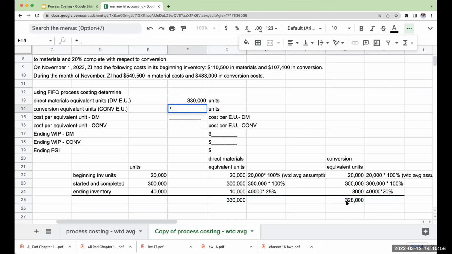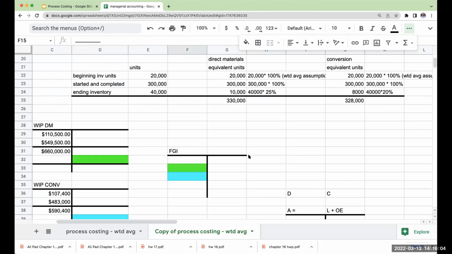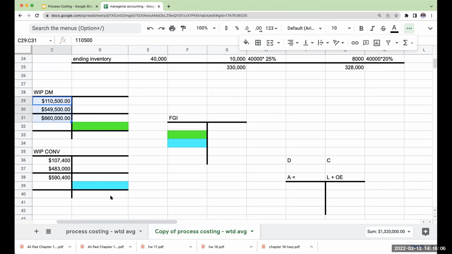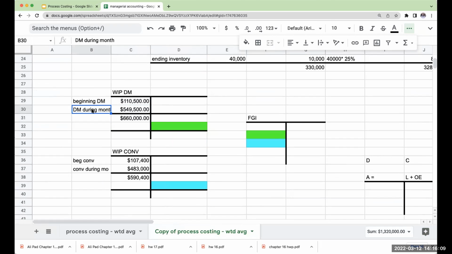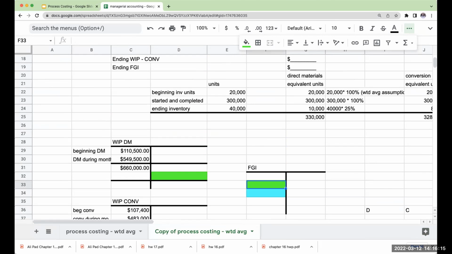So again, as we're going through and doing this, the first step in the process is to compute our equivalent units. Remember, the overall goal: we've got these costs in beginning inventory and costs during the month. I'm trying to figure out how much I put into finished goods inventory.